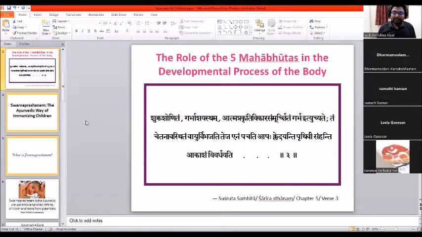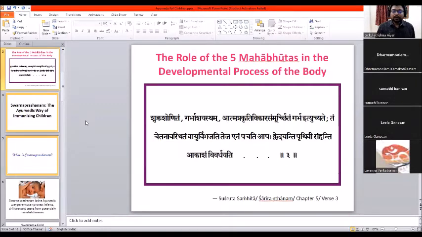So in the classical Ayurvedic treatise known as Sushruta Samhita, the Acharya says, Shukra Shonitam Garbhashayastham Atma Prakritivikara Sammurchitam Garbha Ityuchyate. Tam Chetanavasthitam Vayur Vibhajati, Teja Enam Pachati, Apah Kledayanti, Prithvi Samhanti, Akasham Vivardhayanti, and so on.